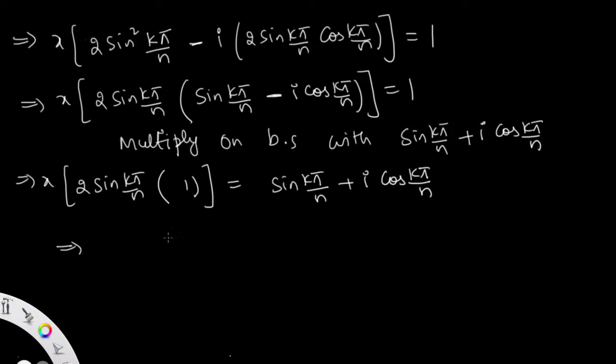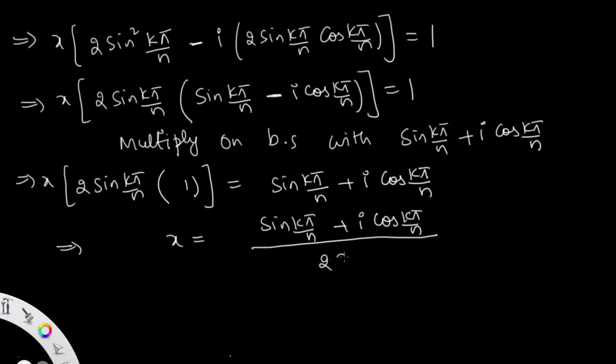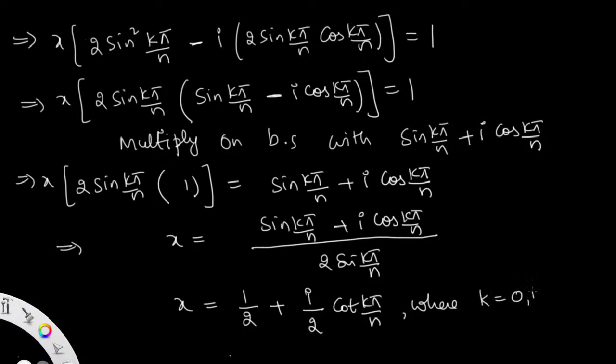So now x equal to, we write sine k pi by n plus i into cos k pi by n divided by 2 sine k pi by n. Therefore, x equal to, writing as separated, distributed, you get 1 by 2 plus i by 2 into cos by sine, nothing but cot of k pi by n, where k equal to 0, 1, 2, and so on up to n minus 1 terms.